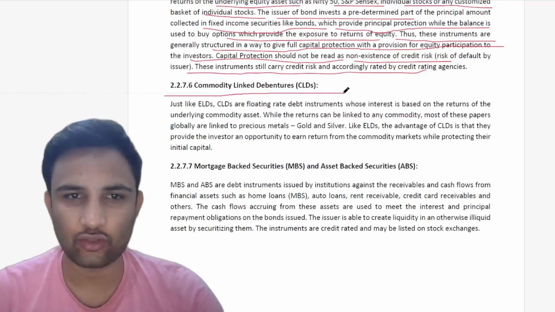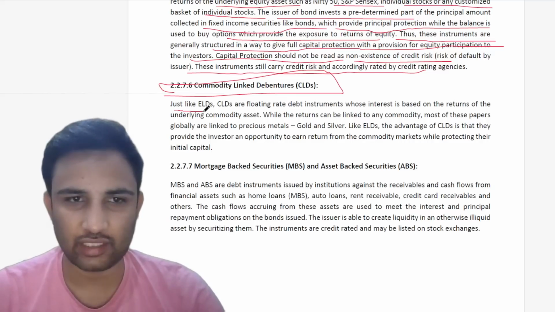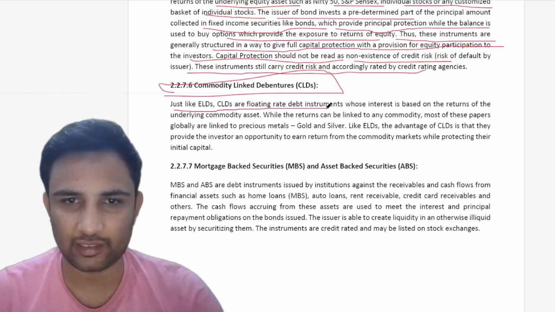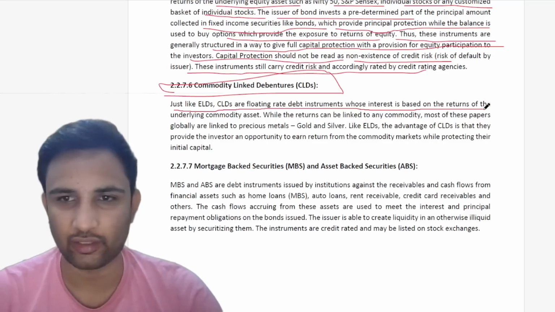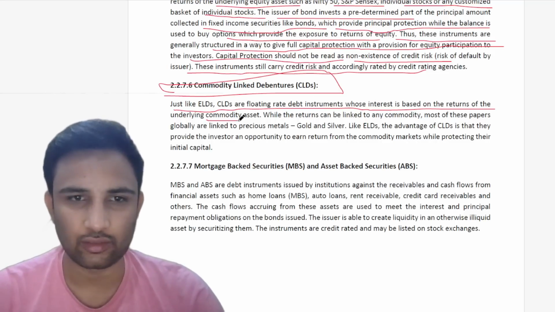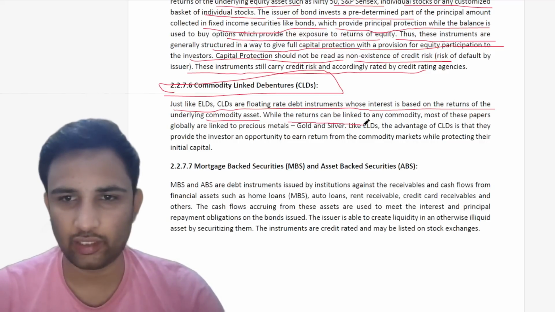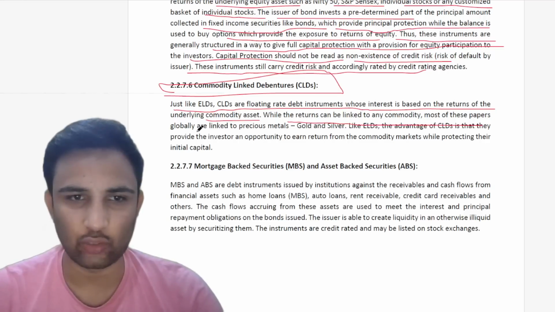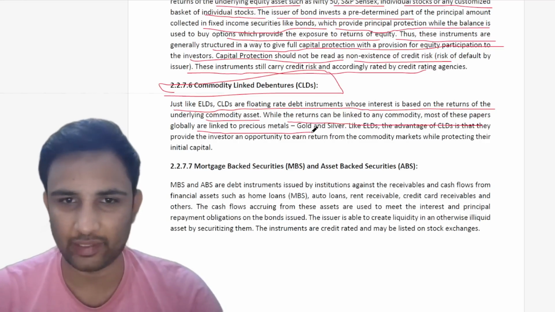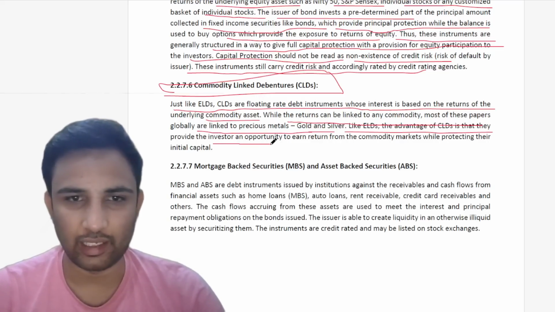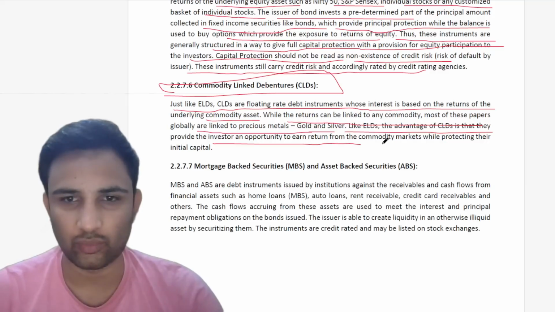The next term we have is commodity linked debentures, also called CLDs. Just like ELDs, CLDs are floating rate debt instruments whose interest is based on the returns of the underlying commodity asset. While the returns can be linked to any commodity, most of these papers globally are linked to precious metals like gold and silver. Like ELDs, the advantage of CLDs is that they provide the investor an opportunity to earn return from the commodity markets while protecting their initial capital.